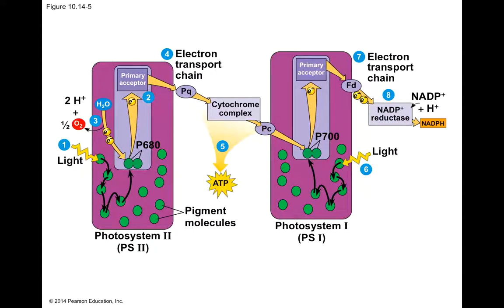And these electrons are now passed to another electron transport chain, but in this chain there's no proton gradient or chemiosmosis to make ATP. Instead, the electrons end up reducing NADP to NADPH through an enzyme called NADP reductase. So NADP is considered to be the final electron acceptor for photosynthesis, as opposed to oxygen being the final electron acceptor in the electron transport chain in cellular respiration.